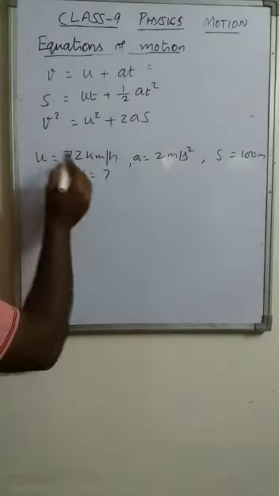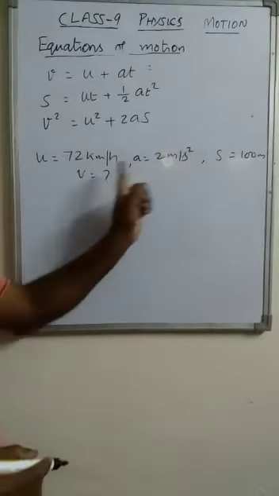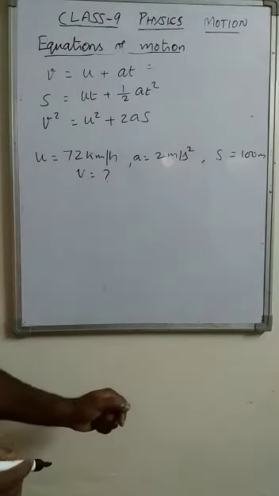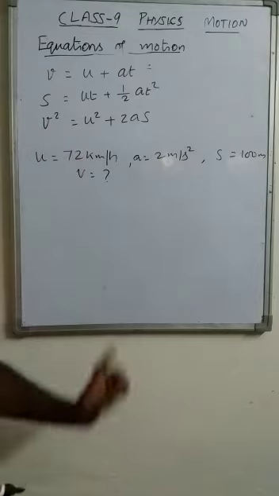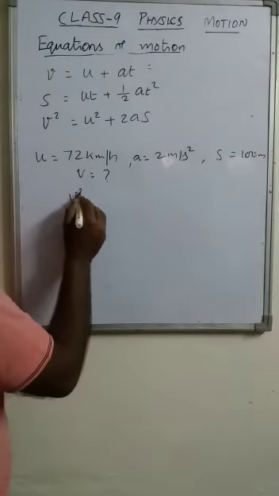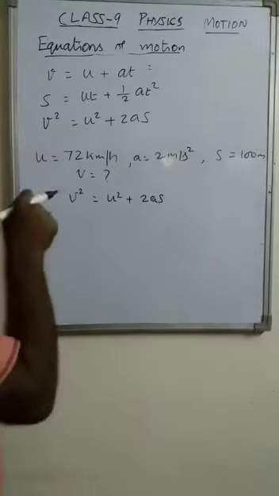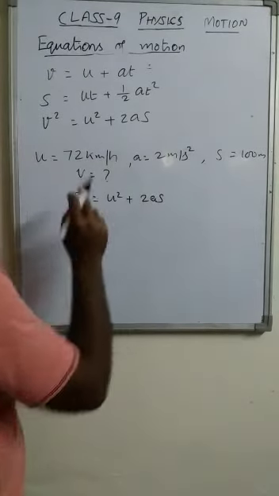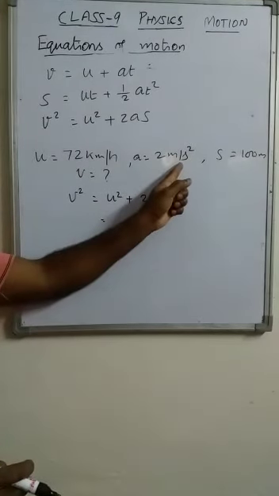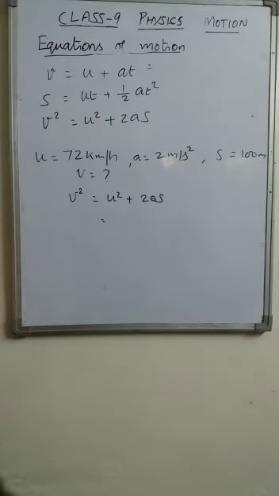Here it is given U, A, S, V. So from these four variables, U, A, S, V, which equation can be used? The third equation, because in the third equation all the four variables are present. So we put the relation V square is equal to U square plus 2AS. First you must write the formula, then put in the values. U is equal to 72 km per hour. But here you see, this is in SI unit, meter per second. This should also be converted into SI unit.